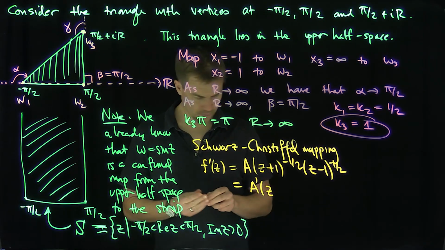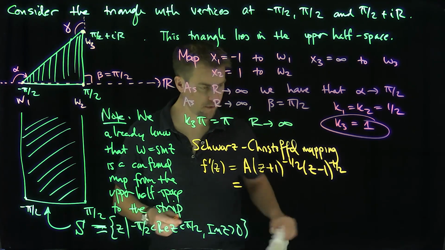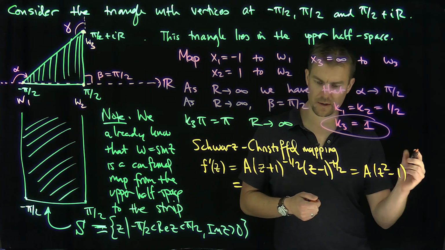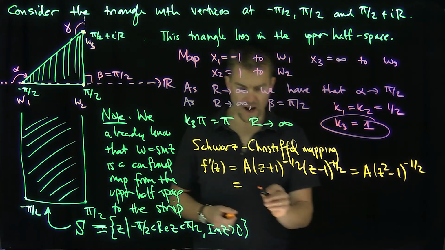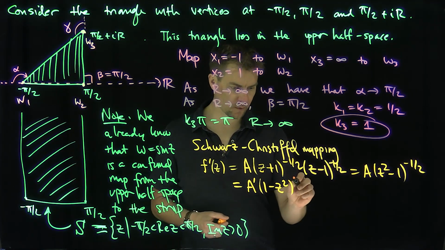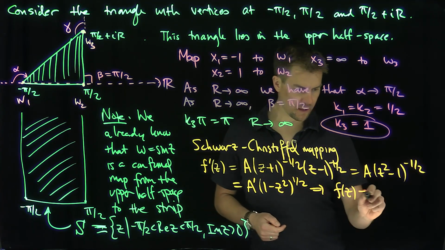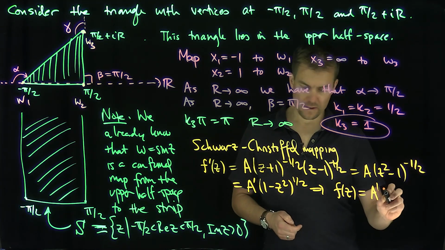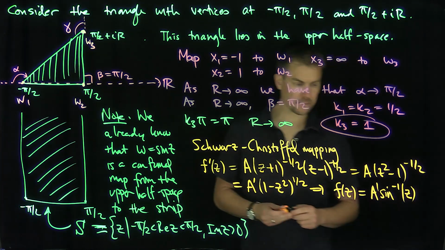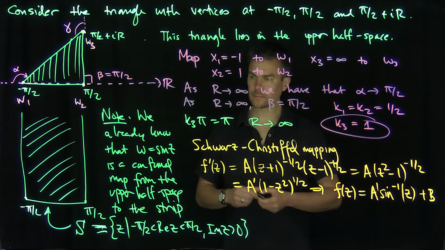And so now, we're in good shape because this is really just a z squared minus 1 to the negative 1/2 power, by definition. I can pull out an i and change the constant over here. So it's a prime, and then 1 minus z squared to the 1/2. Great, so that says that f of z is just going to be a prime sine inverse of z, plus b. Okay?